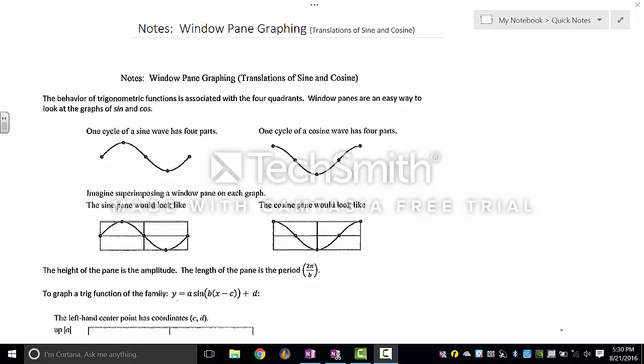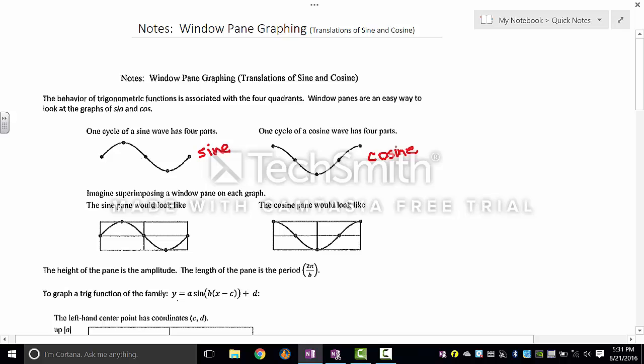Window pane graphing. Translations of sine and cosine. The behavior of trig functions is associated with four quadrants. Sine has four parts: 1, 2, 3, and 4. One cycle of the cosine has four parts: 1, 2, 3, and 4.